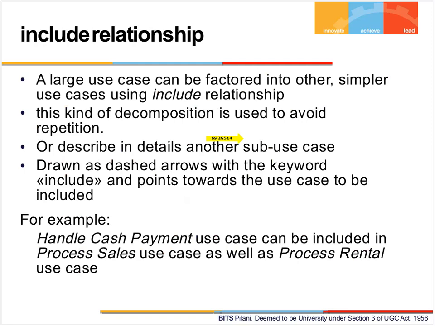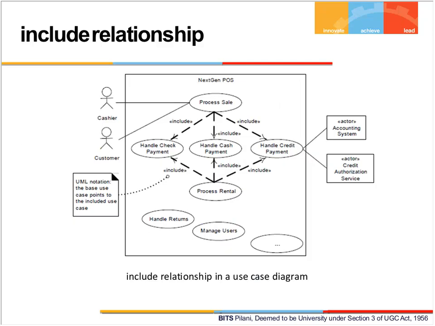So if we find that there are certain use cases which consist of sub use cases of equal importance, and we want them represented in the use case diagram, then we use the include relationship. How is it drawn? We use a dashed arrow with the stereotype written as include. Moving ahead, this is how it looks.